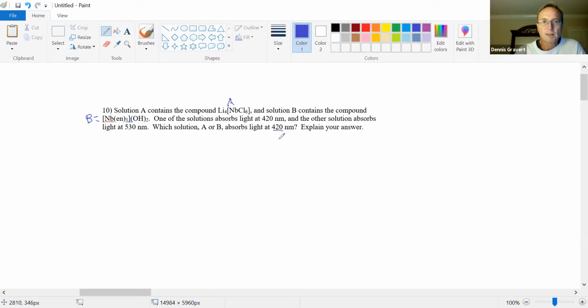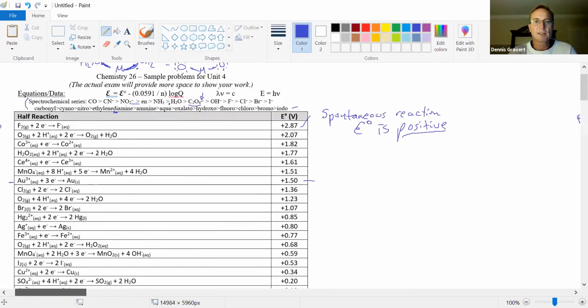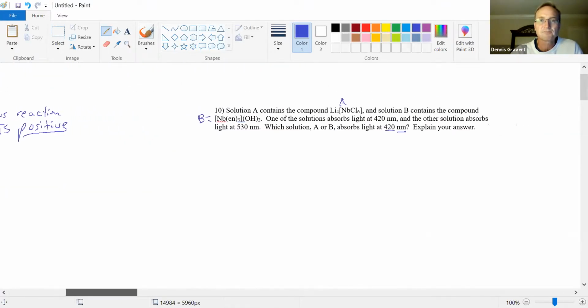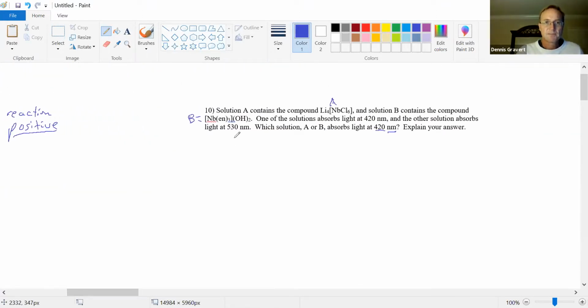Absorbs light at 420. Okay, so what's the difference between 420 and 530? These are wavelengths. So if you don't know off the top of your head, see if there's any help on the top of the exam, which will have your equations. There's lambda right there. Lambda nu equals C. And also E equals H nu. Grab both of those.